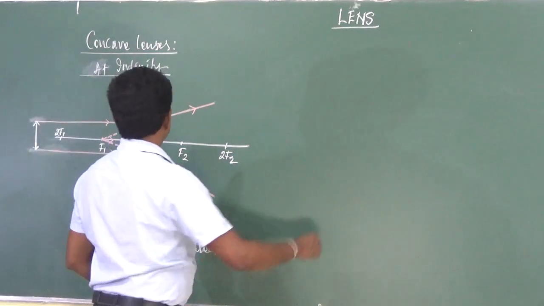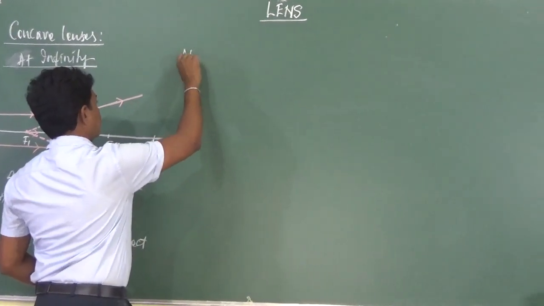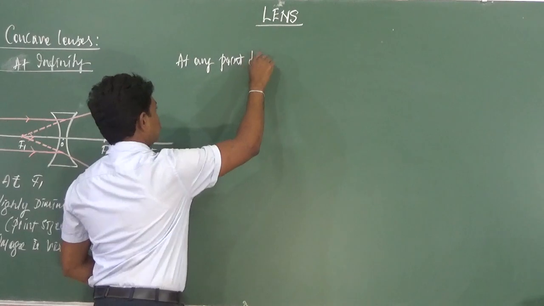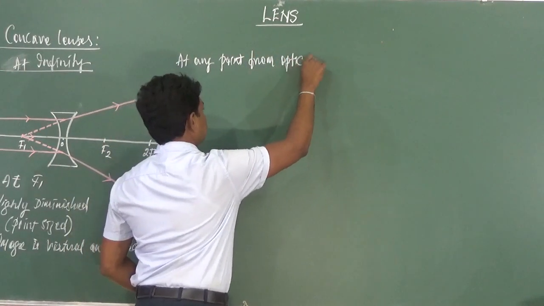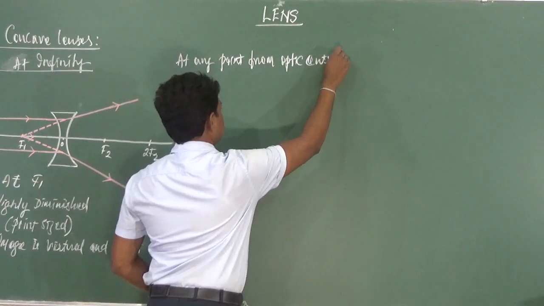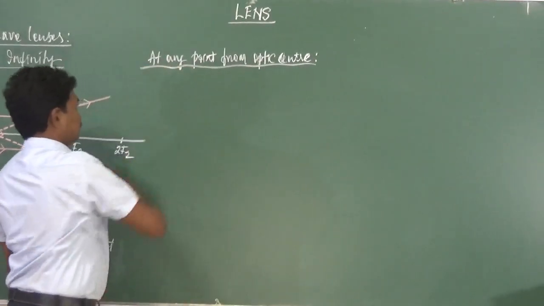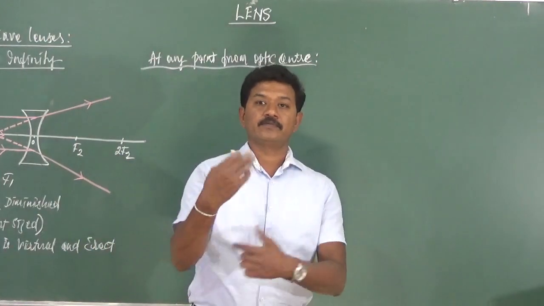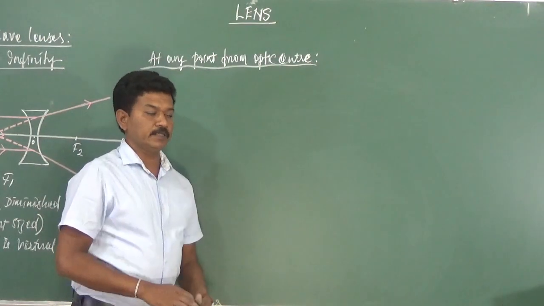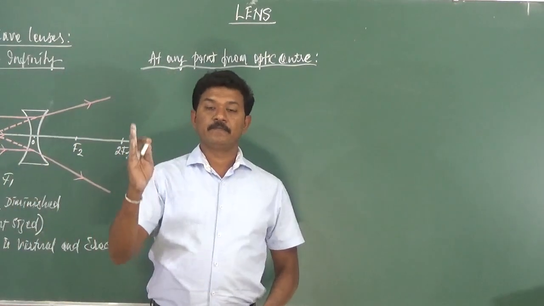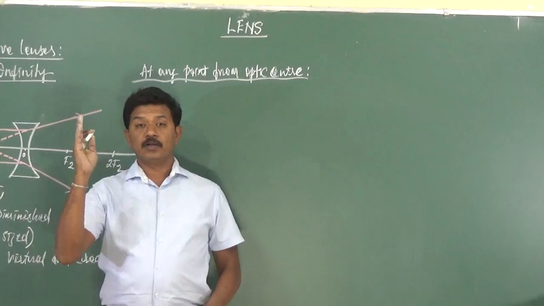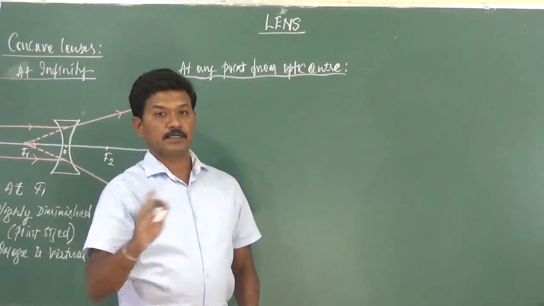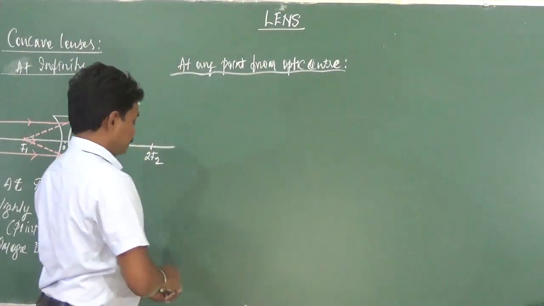Okay. So let us go with another ray diagram. At any point from the optic center, right? Let us take this. So here you are supposed to keep the object anywhere in front of the concave lens. Anywhere you want in front of the concave lens. It is beyond 2F1 or at 2F1, between F1 and 2F1, or at F1, or between optic center and F1. Wherever you keep the object, it doesn't make any changes. So let's see what happens.